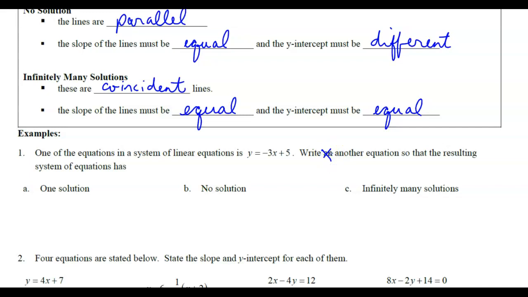Write another equation so that the resulting system has one solution. So your choice might be different from my choice. Basically, I want to choose a line that has anything other than negative 3. So I'm going to choose negative 10. And I could have the same y-intercept, but it doesn't have to be. Okay, so maybe I'll make it 15.